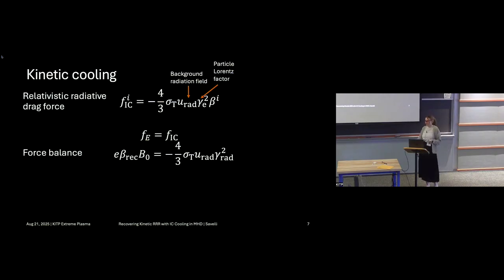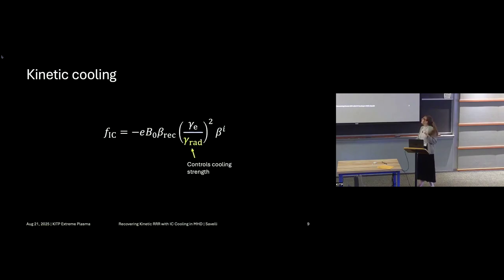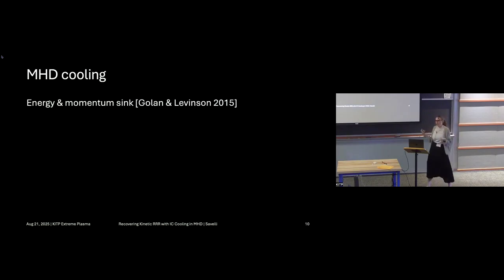This is basically saying you are accelerating the particles from the electric field up to this characteristic gamma_rad. So then if I take the U_rad from this equation, plug it back into the drag force, you're left with this. Now we have a way to write the drag force in terms of this gamma_rad, which can control the cooling strength. And this is what is subtracted off the Lorentz force in PIC when you're modeling cooling. So now I need an analogous way to do this in MHD.